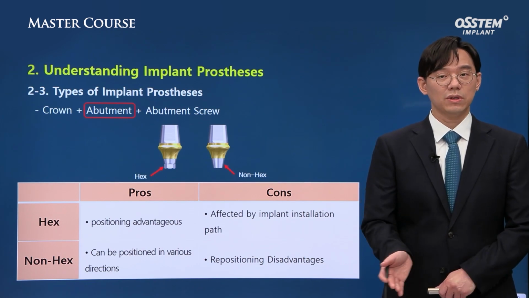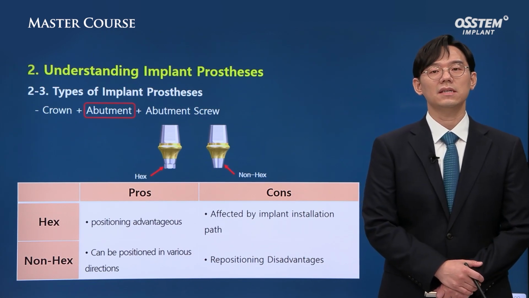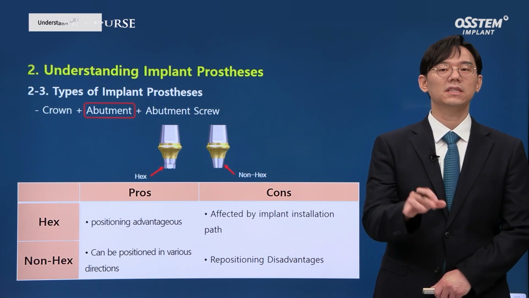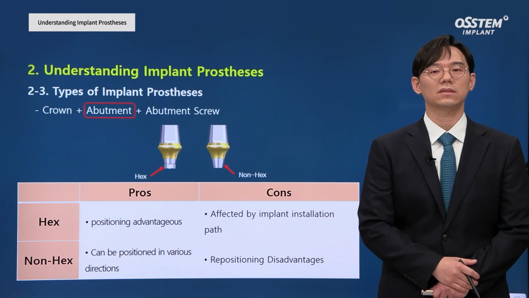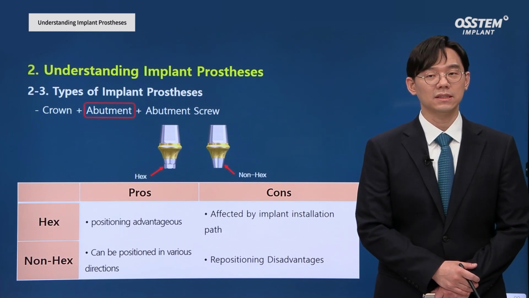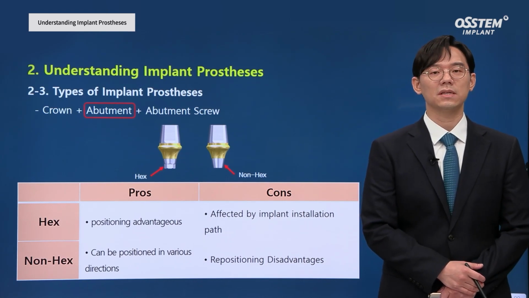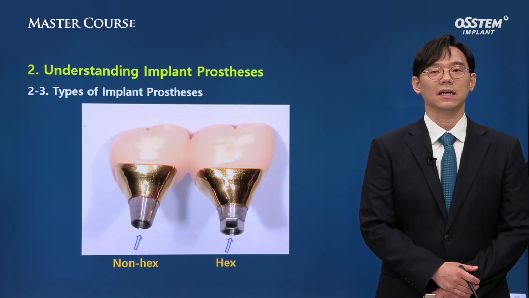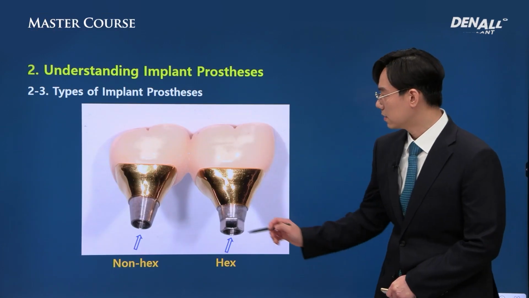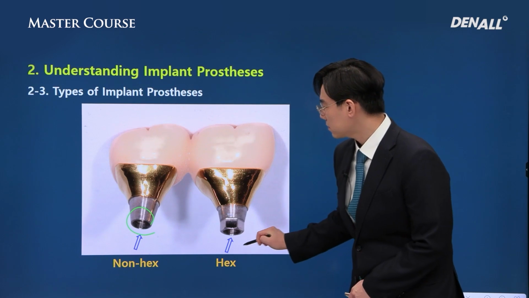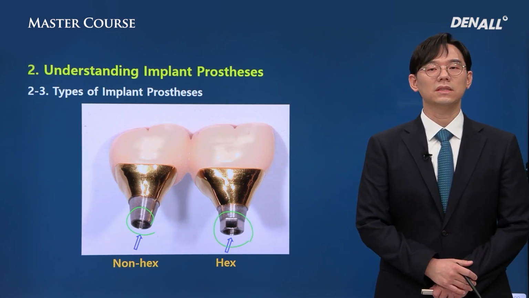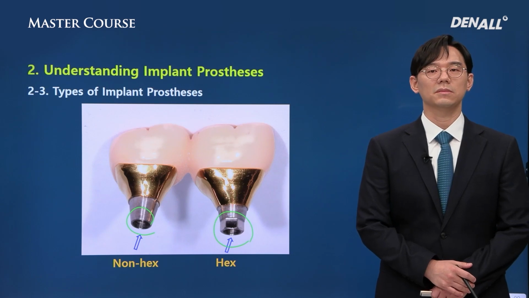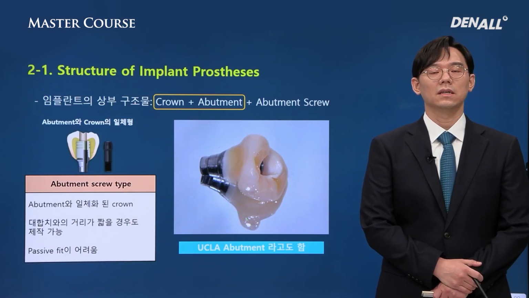For two-piece abutment, it can be divided into hex and non-hex abutments. Hex abutment has the advantage of being able to reposition abutment. Non-hex connection is more intricate. Regarding abutment, I'm going to address it more deeply in the next lecture. This is hex and non-hex. There are clear advantages and disadvantages, so you need to choose accordingly to different situations.